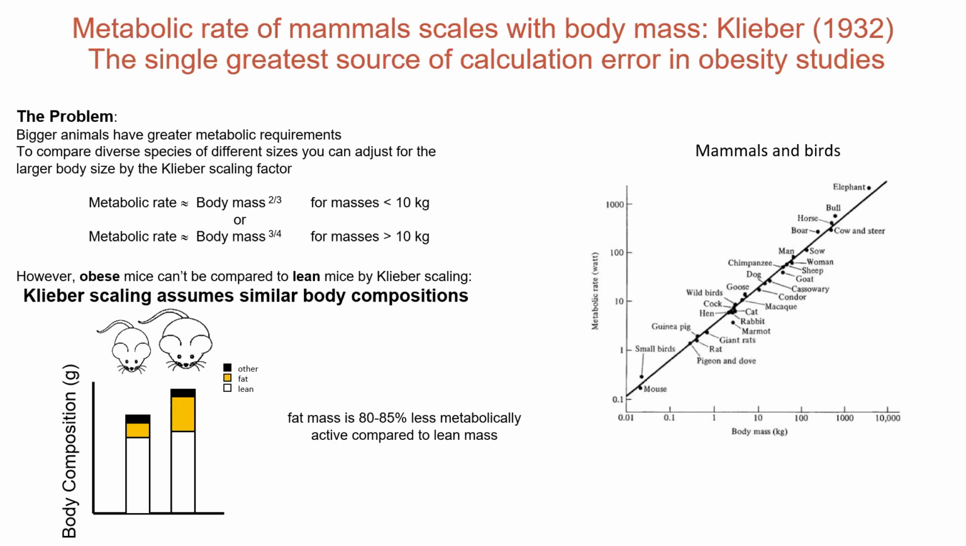So what we see when comparing a lean mouse to an obese mouse is that while the total body mass does go up, the lean mass only goes up a little bit, and most of that increase in mass is due to fat mass. And fat mass is about 80% less metabolically active than the lean mass, which is why we can't do the scaling, and we can't just divide by total body weight, because none of these attempts to compensate for the larger mass are effective or valid.